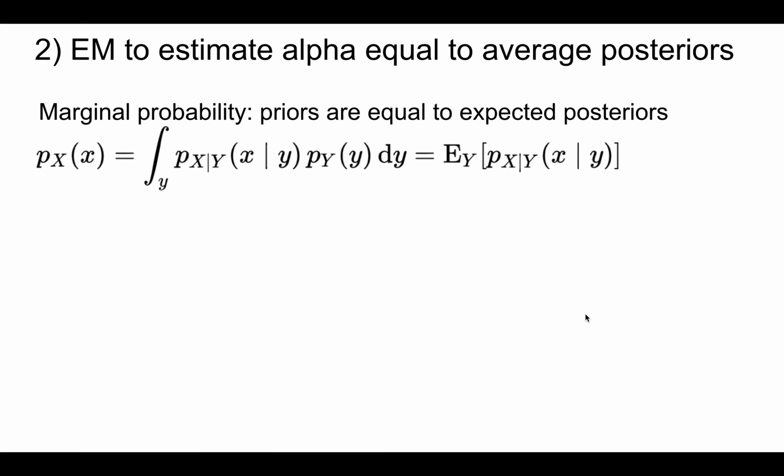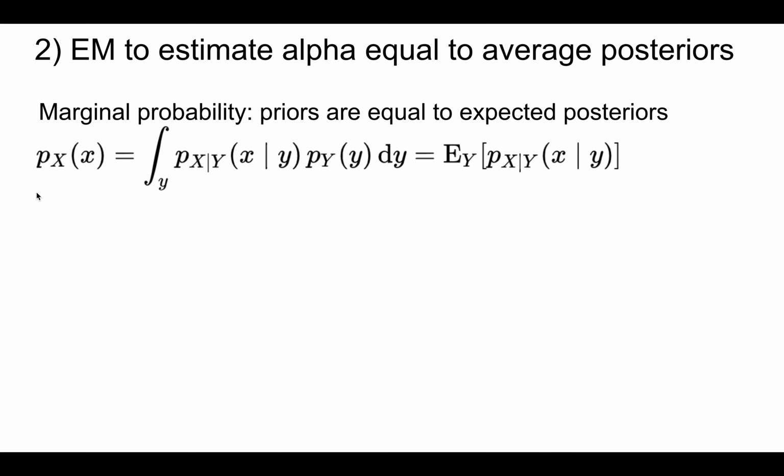And the way we're going to do it is we're going to use expectation maximization to choose such alpha that is equal to the average posteriors. This method is based on a very simple definition of marginal probability, which is well known in general, which tells us that the probability of x is equal to the probability of x conditional on y in expectation over y, which means that the prior probability has to be equal to the expected posterior probability.